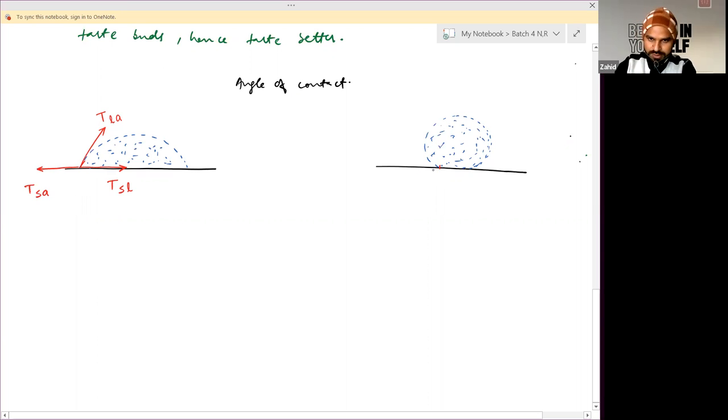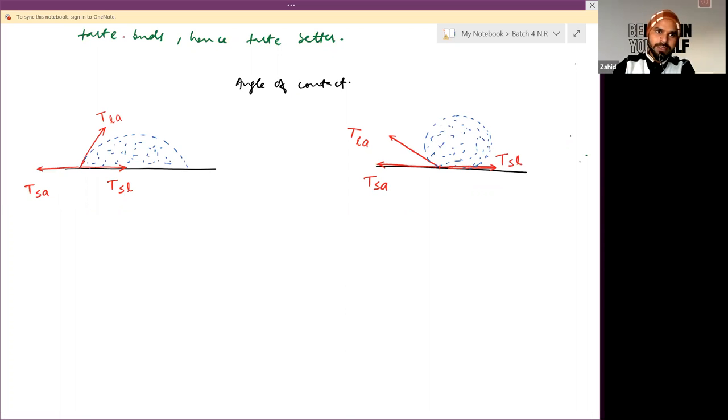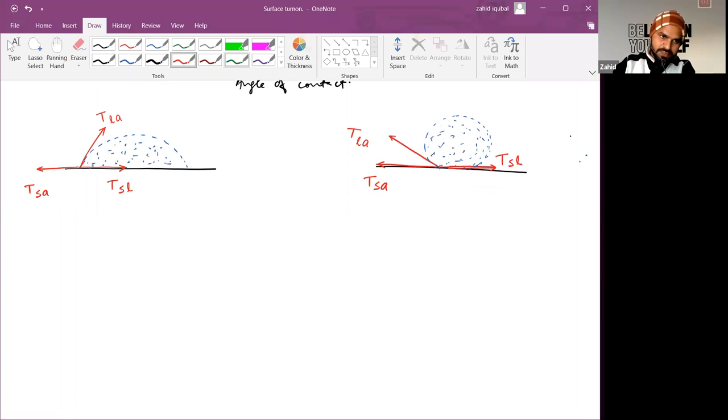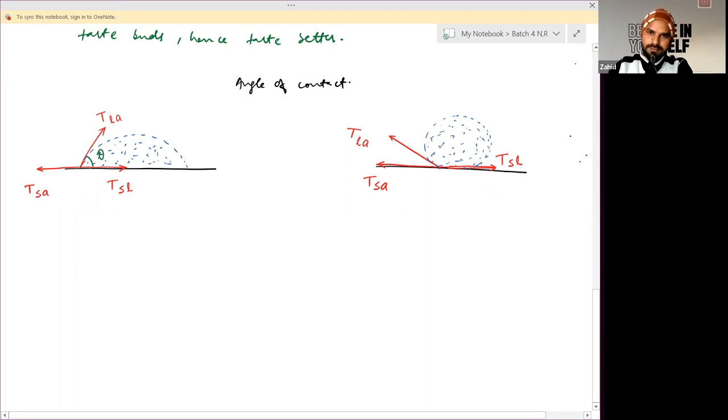Similarly, if you draw the surface tension at this point, one will be along this direction, surface tension between liquid and air, and the other at this point, surface tension between solid and liquid, and the other at this point, surface tension between solid and air. Now the inclination between these two surface tensions is theta. This theta is called angle of contact.